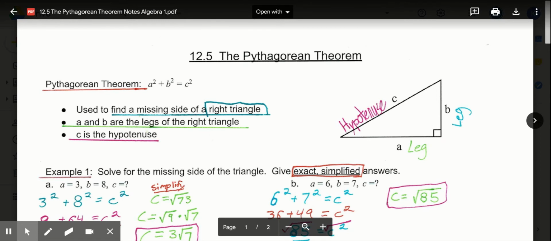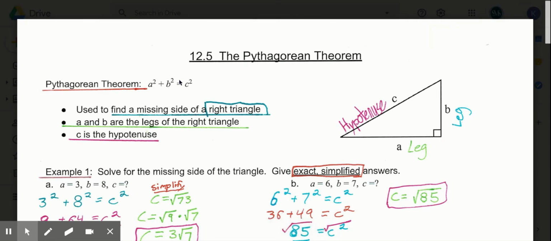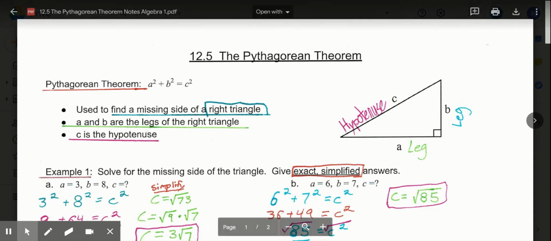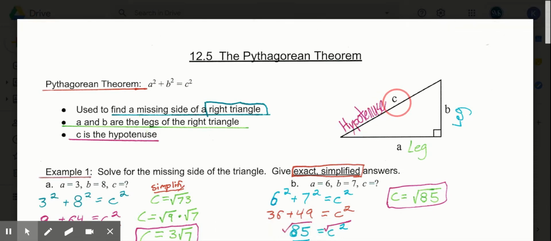So make sure when you're using Pythagoras' theorem that it is a squared plus b squared equals c squared, which really means leg squared plus leg squared equals hypotenuse squared. You want to make sure the hypotenuse is always on its own in that spot of C.